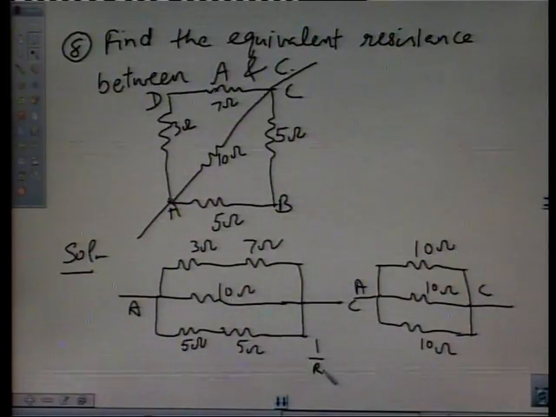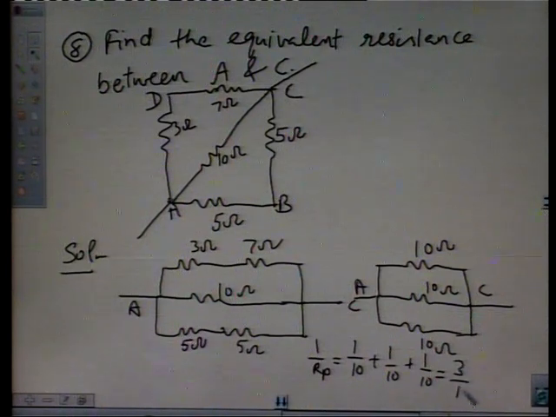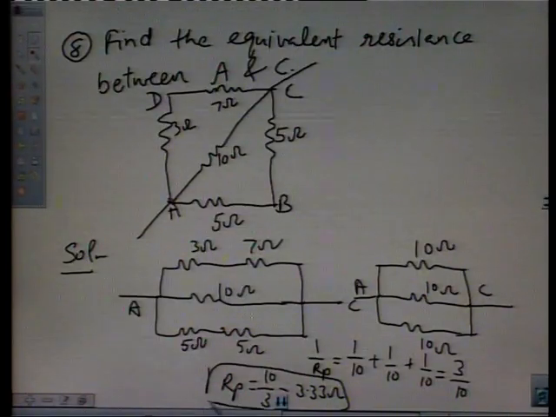So when we take their parallel combination, total 1 upon Rp is equal to 1 upon 10 plus 1 upon 10 plus 1 upon 10. So this is equal to 3 upon 10. So Rp is equal to 10 upon 3, which is equal to 3.33 ohm. So this is our result.